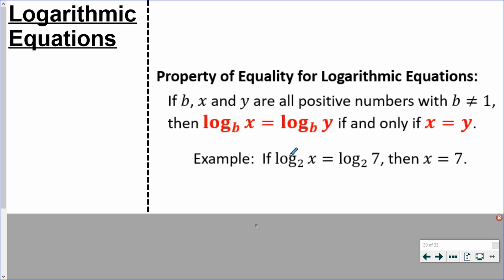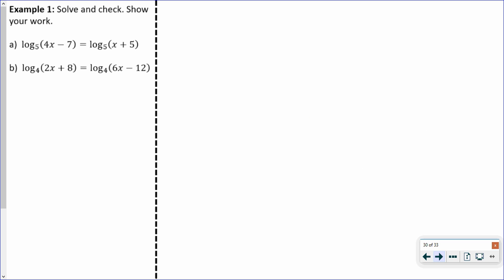So for instance, if we had log base 2 of x is equal to log base 2 of 7, well, since it's the same log base, that means that x has to be equal to 7 so that the two sides of the equation come out to be equal. Okay, so this is the easiest of the log equations. So let's look at example 1.